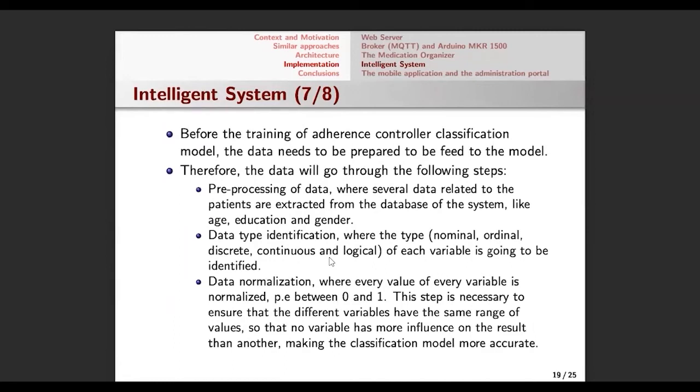Before the training of the adherence control classification model, the data needs to be prepared to be fed to the model. Therefore, the data will go through the following steps. Pre-processing of data, where several data related to the patient are extracted from the database of the system, like age, education, and gender. Data type identification, where the type (nominal, ordinal, discrete, continuous, or logical) of each variable is identified. Data normalization, where every value of every variable is normalized, for instance, between 0 and 1. This step is necessary to ensure that the different variables have the same range of values, so that no variable has more influence on the result than another, making the classification model more accurate.